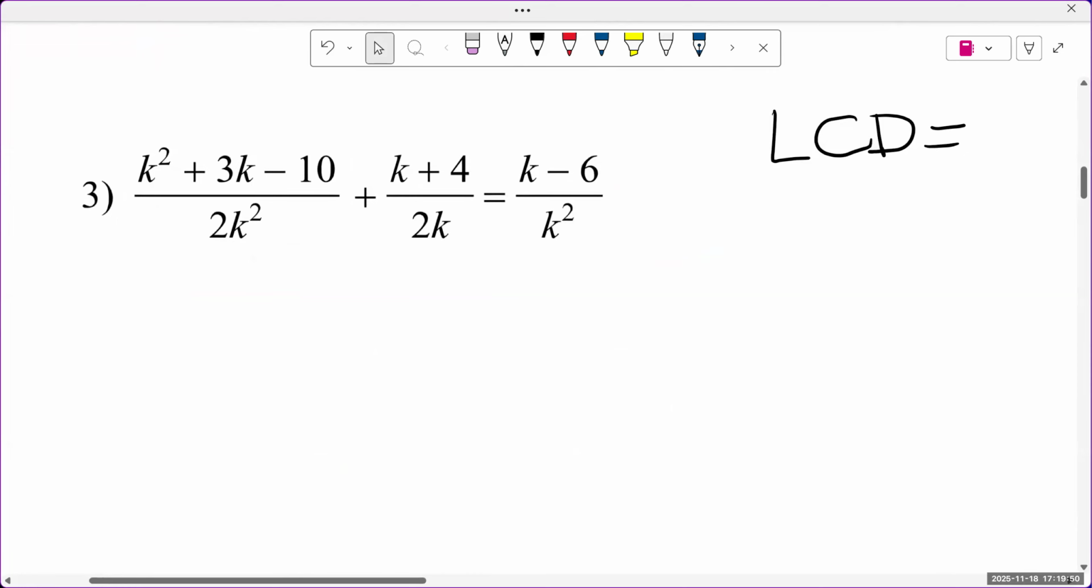Okay, now we could do the make it match method. Can everybody see what the least common denominator is?